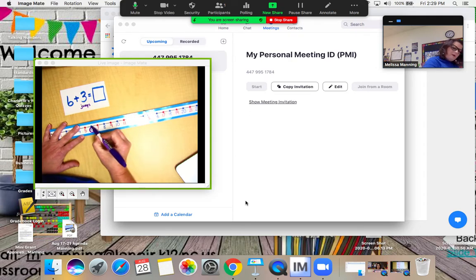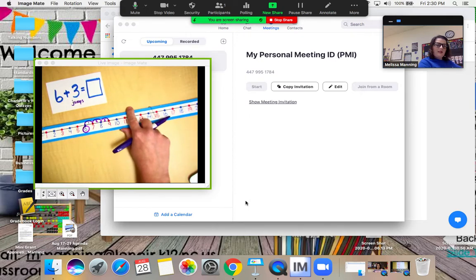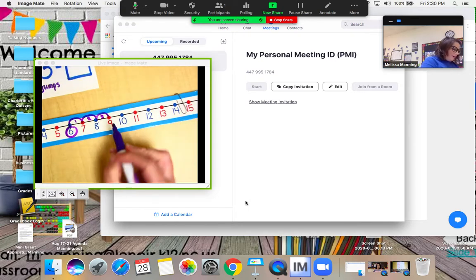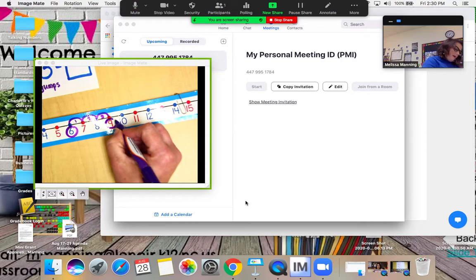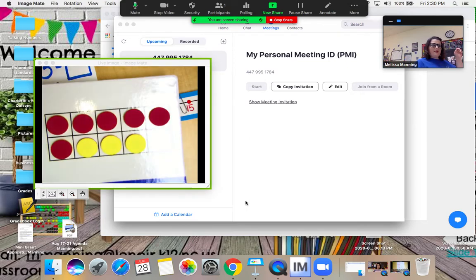So watch what I mean by jumps. Starting at the 6 and I'm going 1, 2, 3. There's my 3 jumps. 1, 2, 3. And I'll zoom in a little bit so you can see that. And where did I end up at? 9. Okay? Same answer we got with our 10 frame.